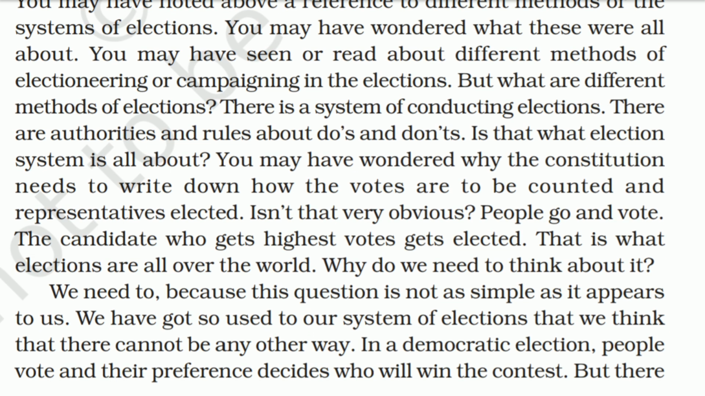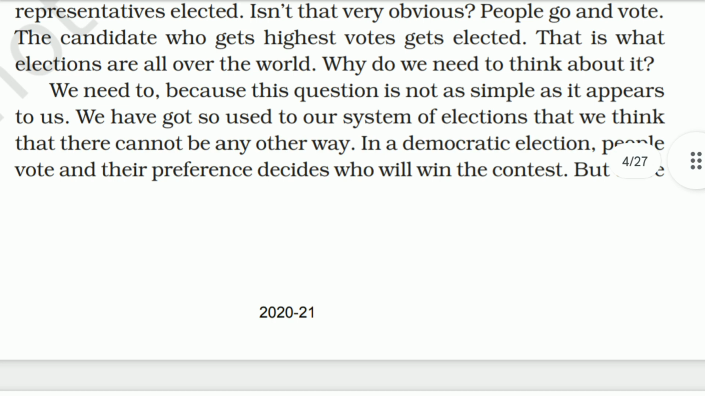You may have wondered why the Constitution needs to write down how the votes are to be counted and representatives elected. Isn't that very obvious? People go and vote. The candidate who gets the highest votes gets elected. That's what elections are all over the world. Why do we need to think about it? We need to, because this question is not as simple as it appears to us. We have got so used to our system of elections that we think there cannot be any other way.